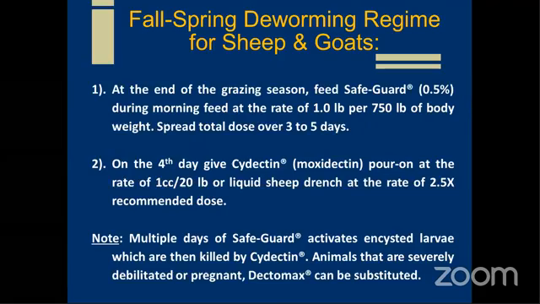I like to run Safeguard in there at 7.5 milligrams per kilogram, spread the dose over 3 to 5 days. And then on the 4th day, or the last day of treatment, or the day after your last day of treatment, you can give them Cydectin orally. So the Safeguard's going to kill all the adults, all your tapeworms, all the other spurious parasites that are in there, and activate the ones out of the tissues, and your Cydectin coming in orally is going to clean those animals up.